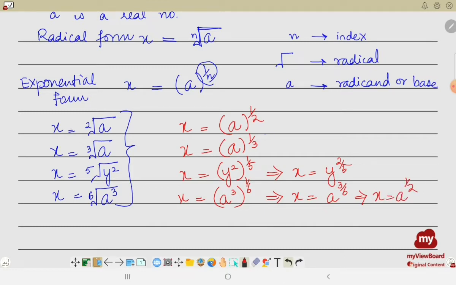So I hope you people can understand the difference between the radical form and the exponential form. In radical form, we have the radical expression, the radical sign, and in the exponential form, we are going to have powers.